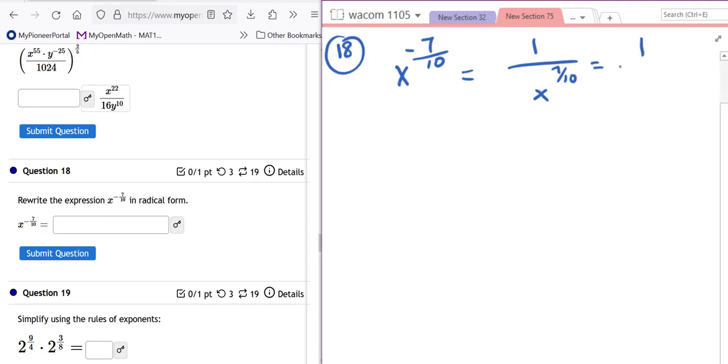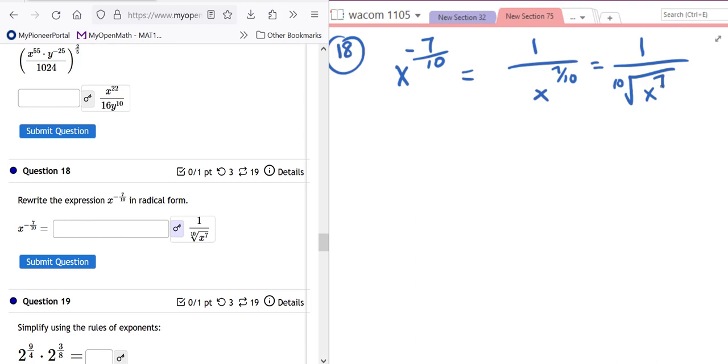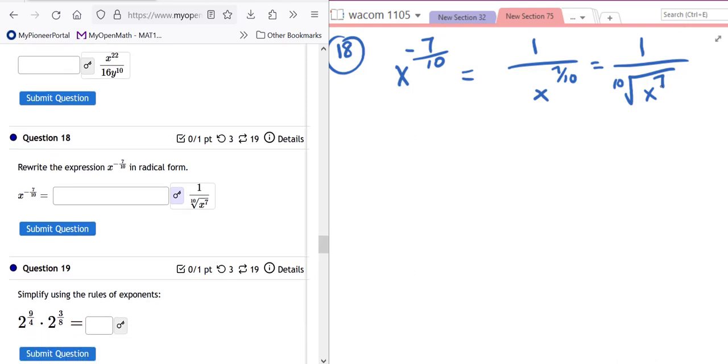And now we have the 10th root of x to the 7th. And they ask for radical form, so this is what I think they would want. Later on, they'll tell us we can't have a radical in the denominator, but they haven't told us that yet. So that is what they want for that answer.